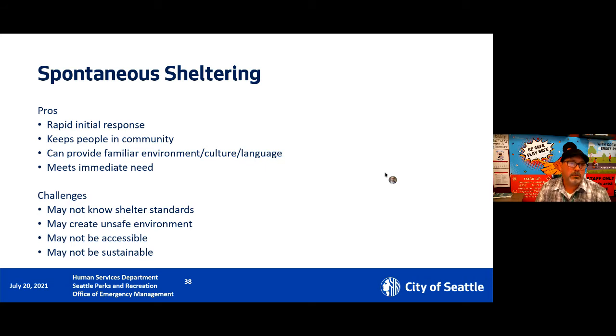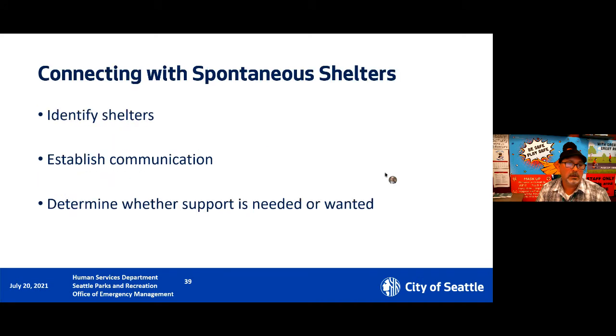So those are some pros and some challenges there on just the spontaneous sheltering, but we do recognize that this will probably happen, especially if there's a large earthquake. So connecting with the spontaneous shelters, we need to identify those shelter sites. We need to establish communication, and we also need to determine whether support is needed or even wanted at some of these spontaneous sites. I mean, people may just say, we're fine, we've got enough supplies, we're good, and we just need to know that.